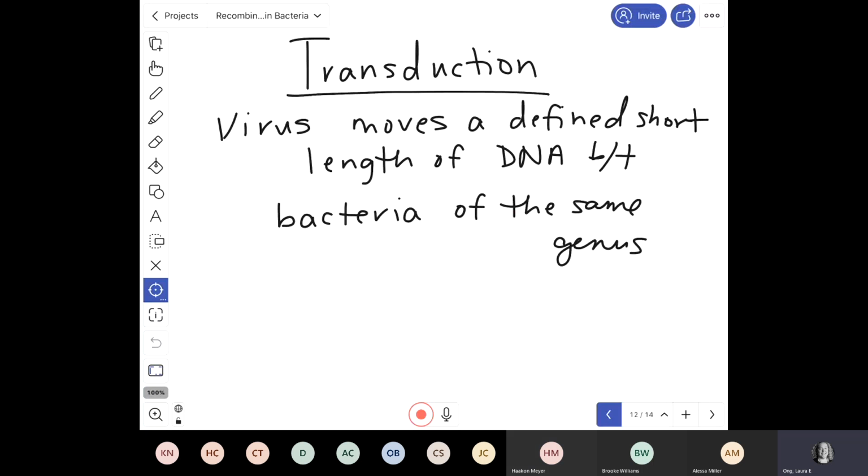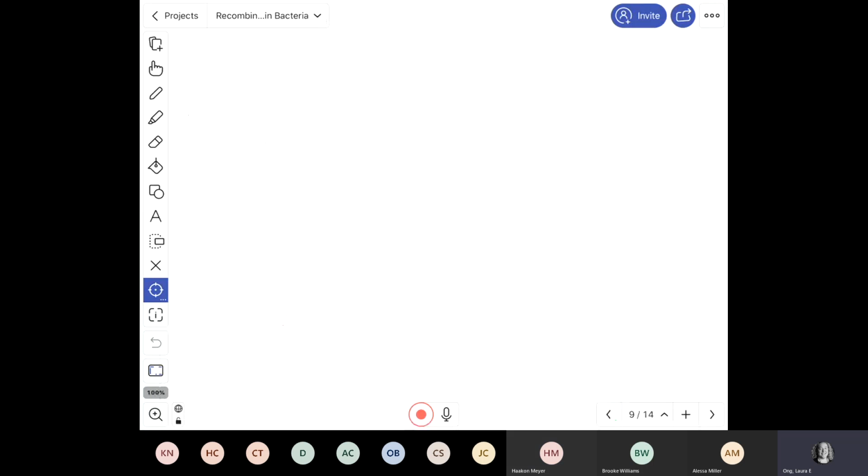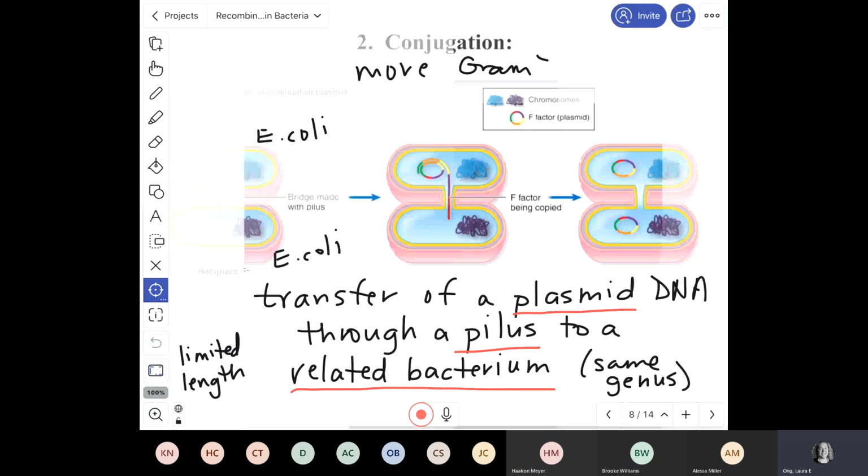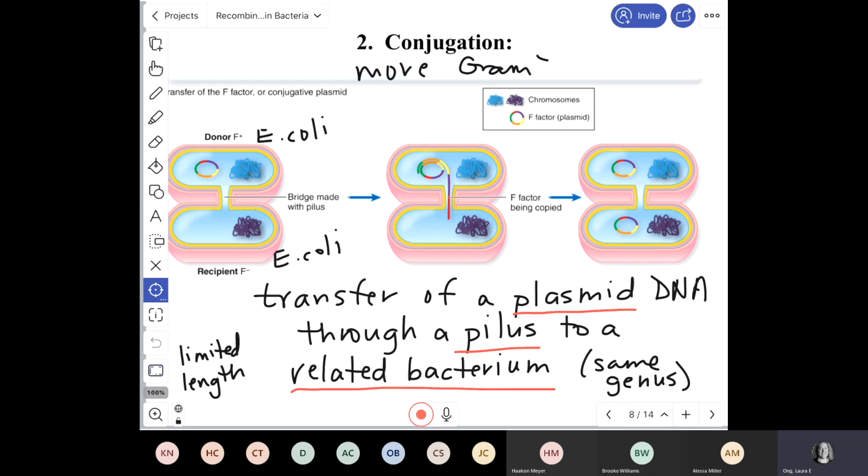So now that I realize I can go back in this recording, I want to go back to compare and contrast with conjugation. In conjugation, you've got to have the same related type of cell. They have to be able to make a pilus between each other. This one, it's a plasmid that moves, and the gene involved has to already be in a plasmid for it to move to the other cell. So that's a little bit different than transduction.